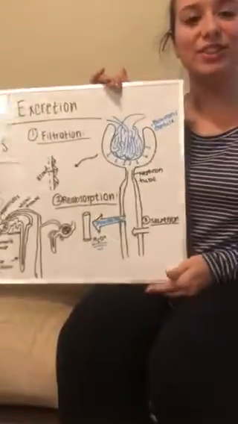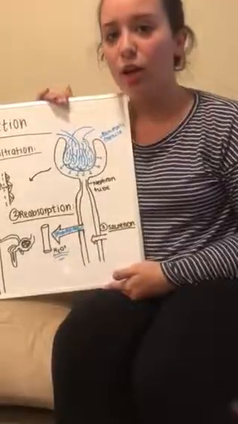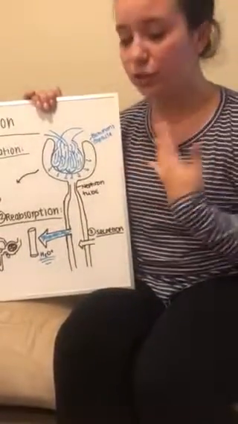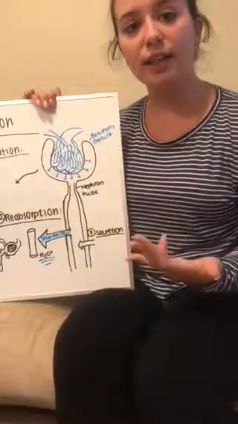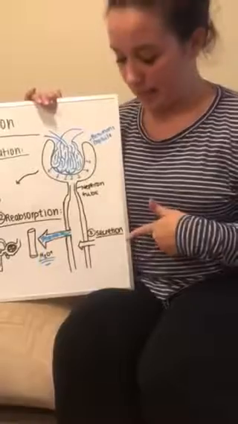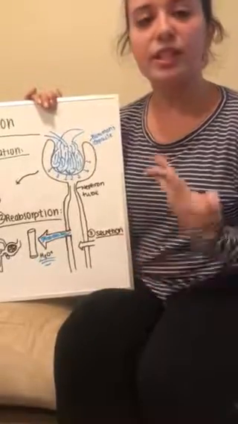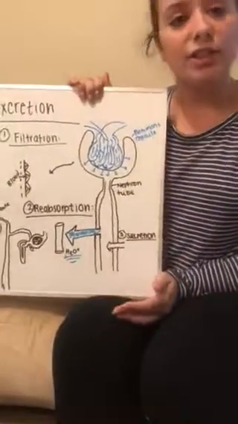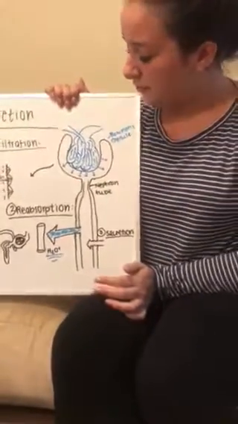I'm going to be walking us through the process of excretion, which is done primarily by the kidneys. So there's 3 steps involved with excretion: filtration, reabsorption, and secretion. This takes place in the nephron within a kidney. Step 1 is filtration.